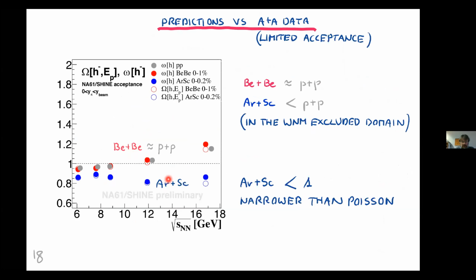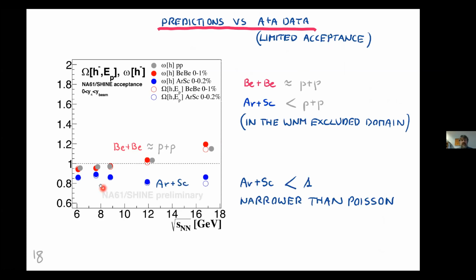So what happens, we go to results from today. As I say, today's experiments are characterized by high statistics but limited acceptance. So instead of this beautiful simple prediction, we have everything convoluted with the acceptance. These are data from NA61, but any experiment has these same properties of limited acceptance. But qualitatively, we can learn a lot.